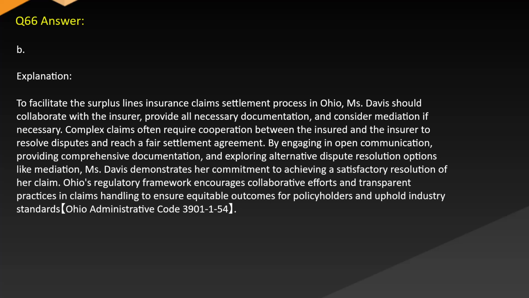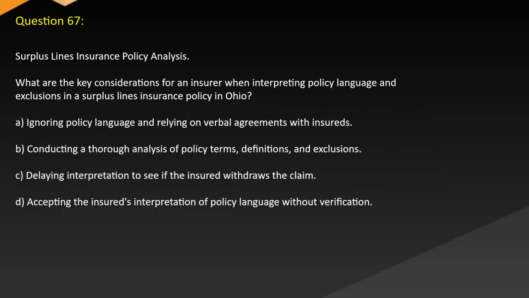Ohio's regulatory framework encourages collaborative efforts and transparent practices in claims handling to ensure equitable outcomes for policyholders and uphold industry standards. Ohio Administrative Code 3901-154. Question 67. Surplus lines insurance policy analysis. What are the key considerations for an insurer when interpreting policy language and exclusions in a surplus lines insurance policy in Ohio? A. Ignoring policy language and relying on verbal agreements with insureds. B.